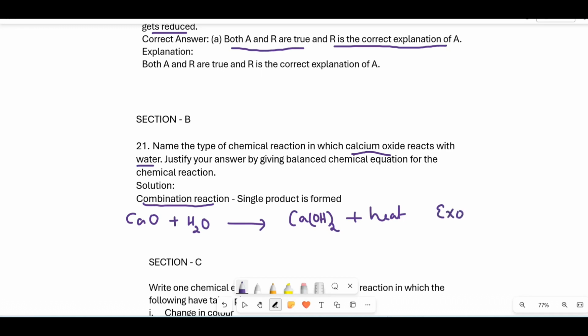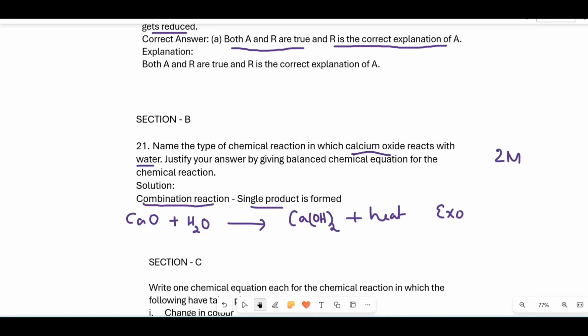Justify your answer by giving the balanced chemical equation for the reaction. It's a combination reaction: two reactants combine to give a single product. CaO plus H2O gives Ca(OH)2, calcium hydroxide, and it's an exothermic reaction. It's a 2 mark question.